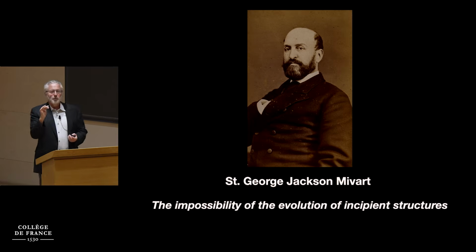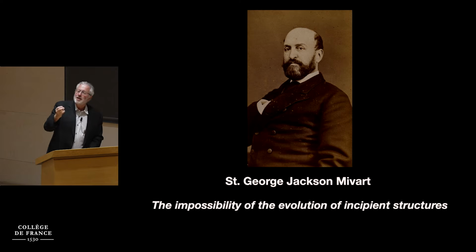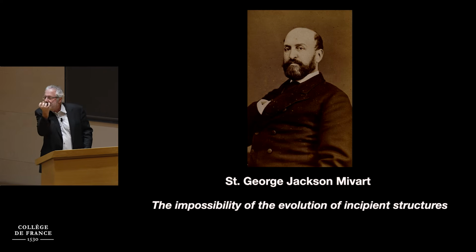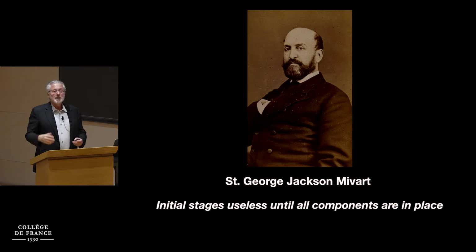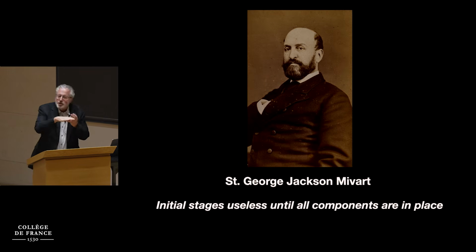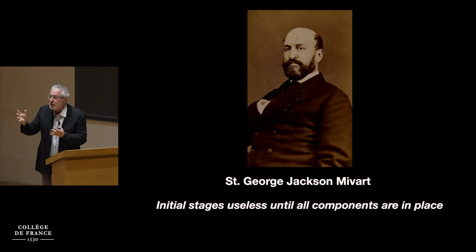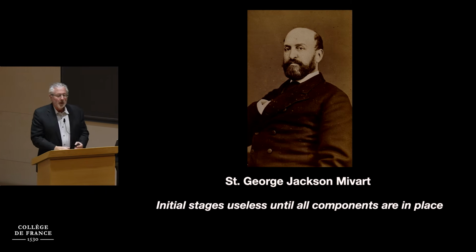And what all this work suggested, what he implied, was that the early stages in the evolution of any structure, we'll call that the incipient structures, the earliest stages, are impossible. That in some of these cases, the initial stages of evolution for any particular structure are useless until all components are in place. That is, this notion of gradual change that Darwin proposed in The Origin of Species in 1859 hit a wall, if you will, for Mivart, because it really doesn't explain complex structures and how they come about, where he couldn't envision how natural selection can act on the intermediate stages.